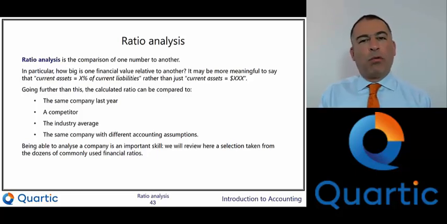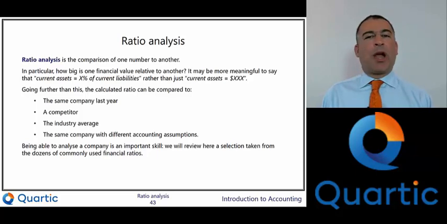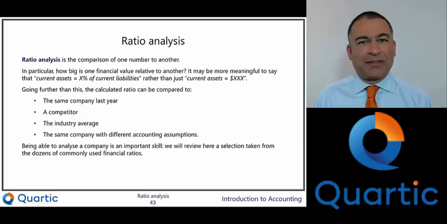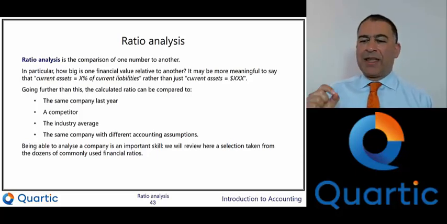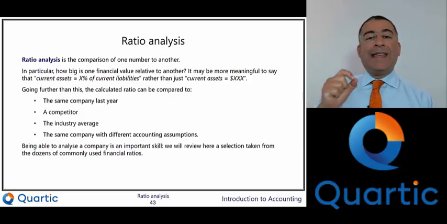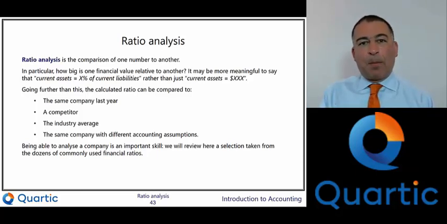You can get even more information by saying, well, how does that compare to this company last year? Has it got better or worse? And you need to work out whether bigger or smaller means better or worse; it depends on the ratio. Is it better or worse than a competitor? Is it better or worse than the rest of the industry? Or is it better or worse than if the company had made a different accounting decision?